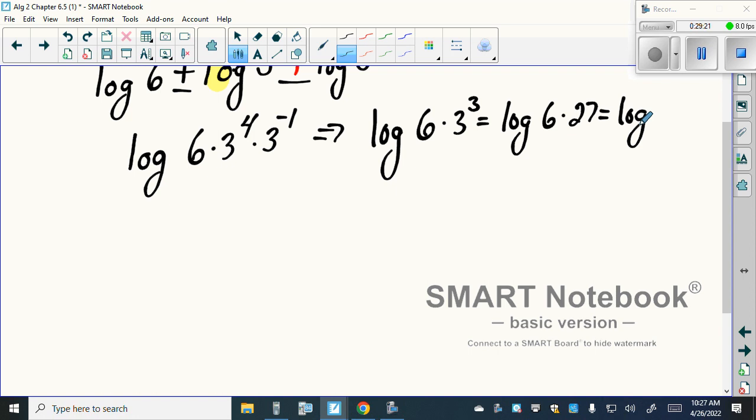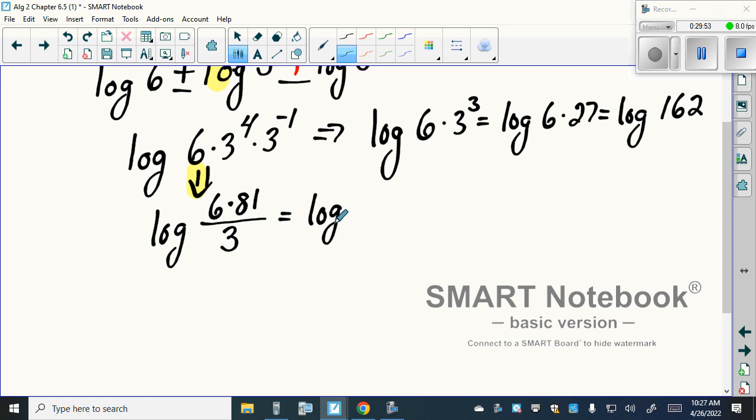to 162. A little off. Yeah, because it would have been 4, not 6. We'd get this here. If we wanted to go the other way, we could have said log of 6 times 81 over 3, because we could have moved the 3 to the denominator.